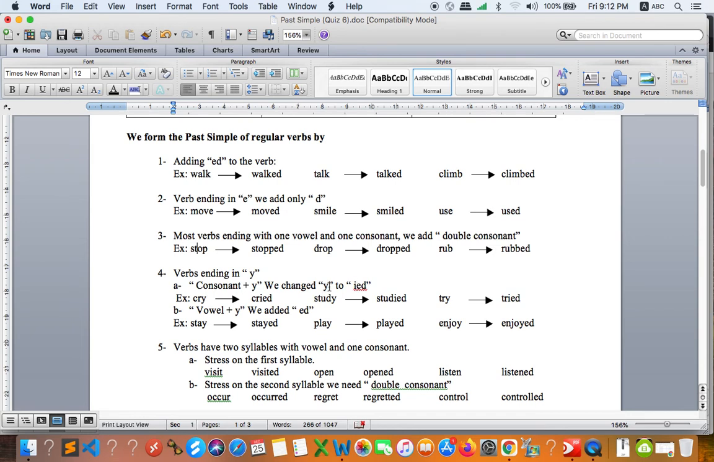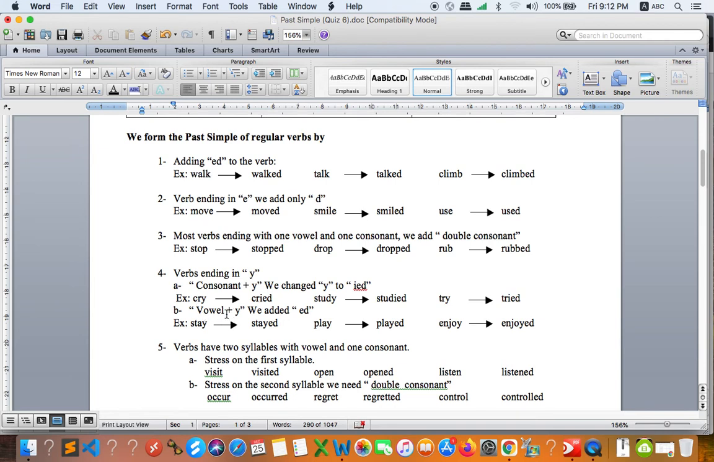Alright, so let's say we change Y to I, ed, and make it short. It's like cry. R is a consonant before Y. You see that? So that is the reason we have to change Y to IED. Study. D is a consonant, so you have to change Y to IED. Try, the same thing. If it is a consonant plus Y, we change Y to IED, okay?